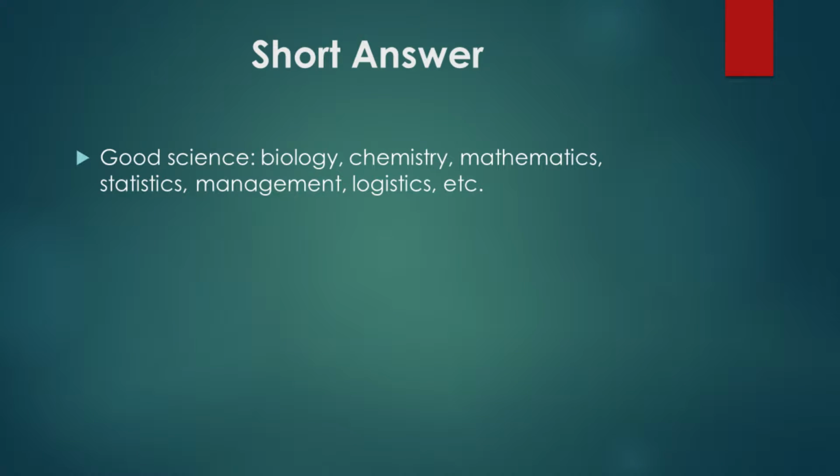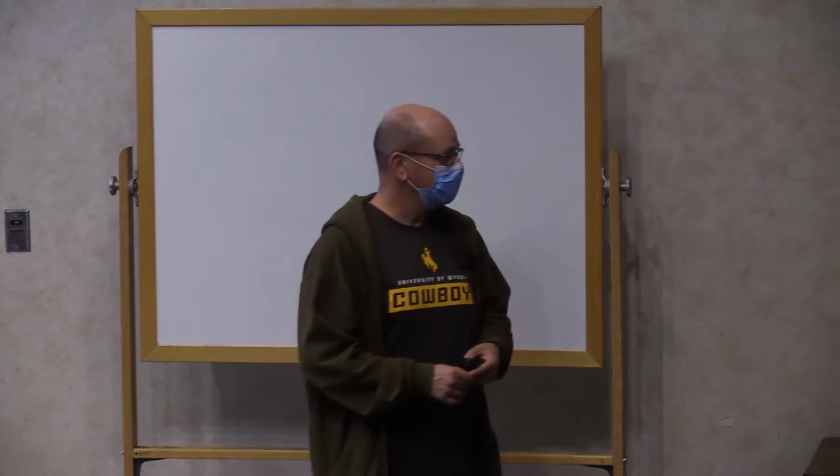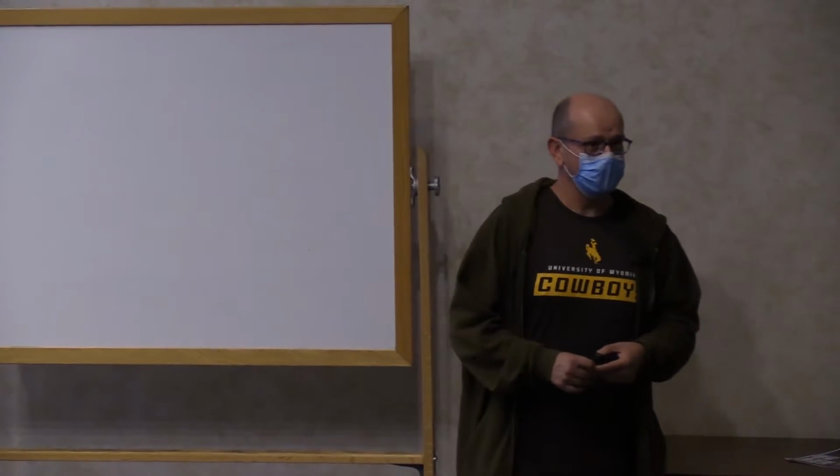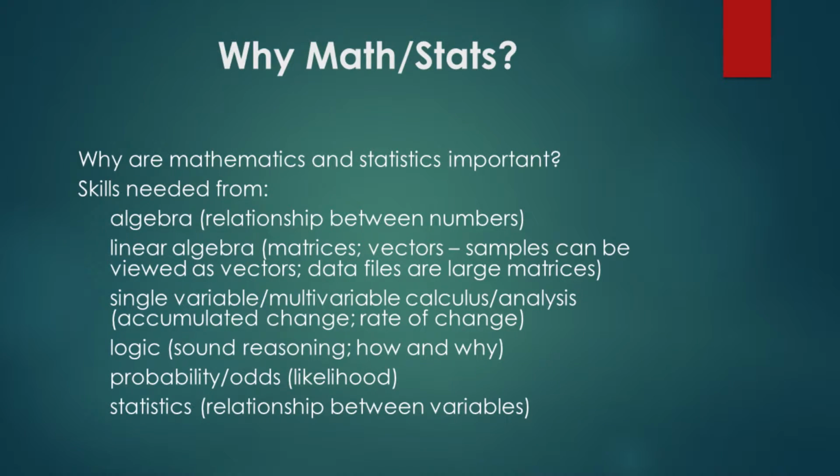So we need biologists, we need chemists, we need mathematicians and statisticians, we need management and business people, we need communication specialists. You name it. Everybody really is involved in the development. Okay. Why we're going to focus on mathematics and statistics here in particular, and why do we need that?